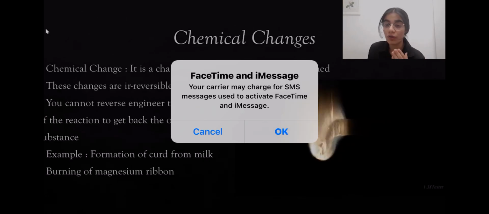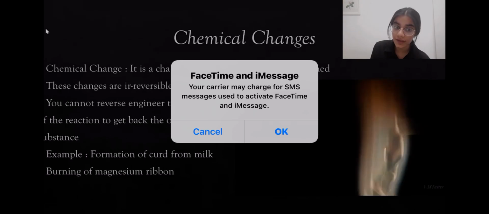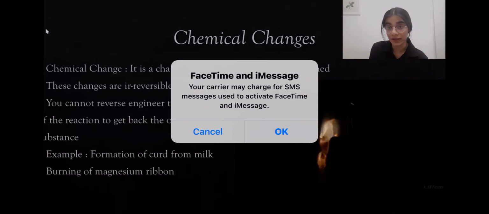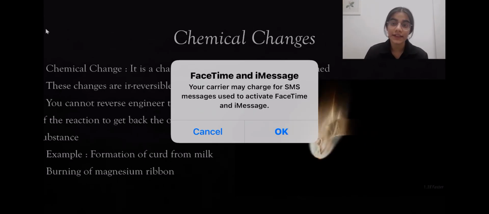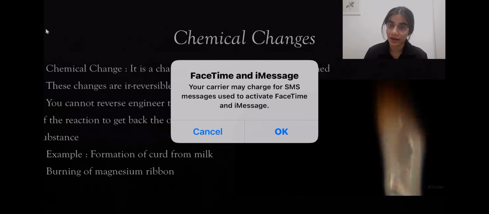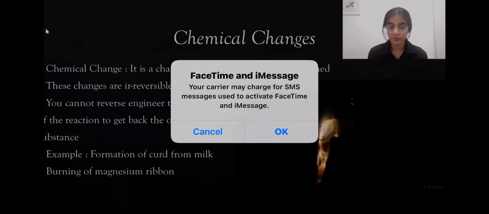Milk, after reacting with certain chemical and bacterial substances, has formed curd. Curd is a different substance than milk. Hence, this change is actually irreversible. Since this change is irreversible, this change is considered a chemical change.